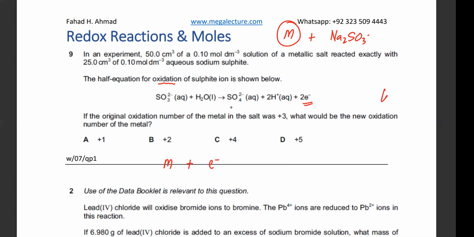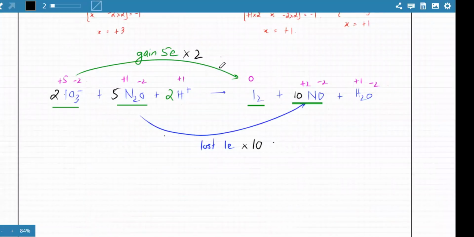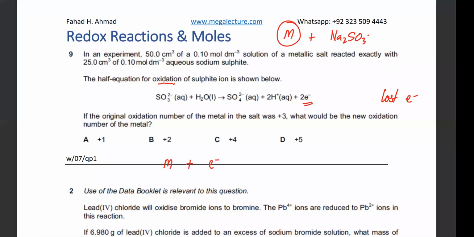So this is where you can see the electrons being lost, right? They've divided the equation into 2. That's the only thing that they've done. Like you can divide the equation into 2 equations. This is the one that's gaining electrons and this is the one that's losing electrons. So this is exactly what they did. They have a half equation for oxidation. Sulfide is the one that's losing electrons. So electrons are being lost. So the metal in the salt is the one that's gaining those electrons, right?